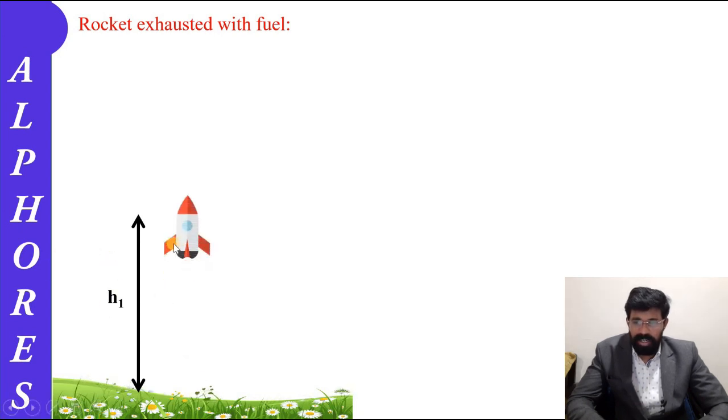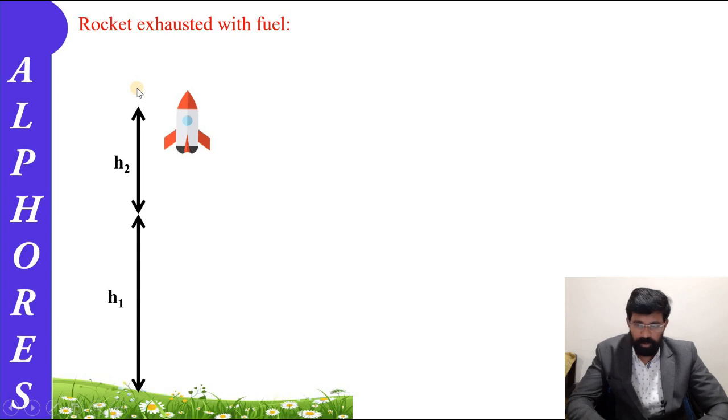After reaching a height equal to h1, what has happened? It is exhausted of fuel. By the time it has reached the height h1, it has already acquired some velocity. Now what happens further with that velocity? It will be able to move ahead. Let us say it has moved a height equal to h2. And after that what happens? It will fall back. Because whatever velocity it has acquired here, with that velocity it has gone.